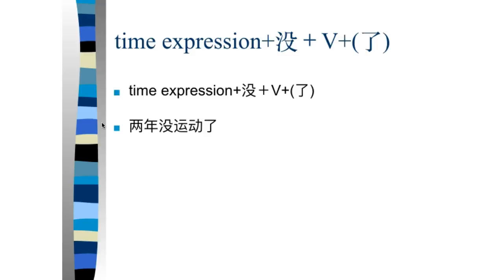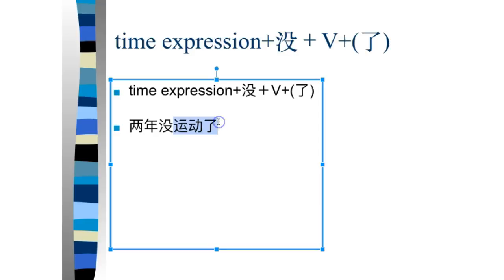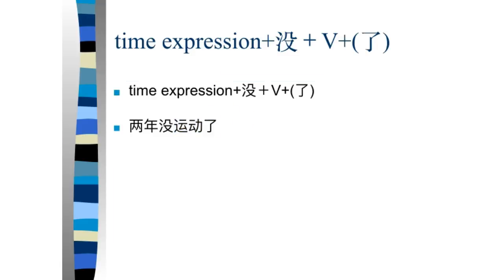The 了 is sometimes optional, because remember here, 了 expresses a completed action. So 2 years I haven't exercised. That's a completed action that has happened. If it hasn't been completed, then you don't need the 了. And that is why the usage of the 了 at the end depends on the context. Let's look at some examples.